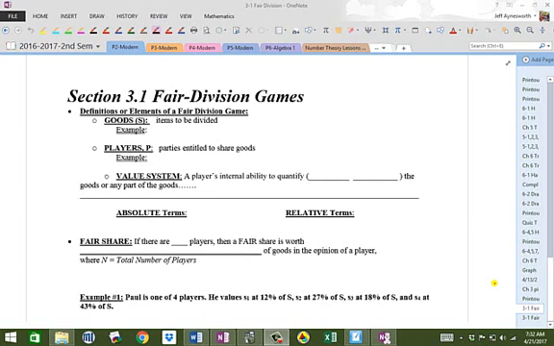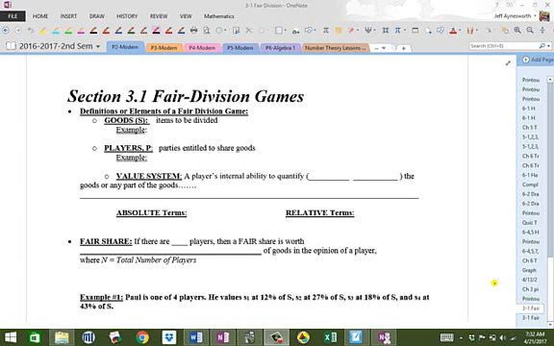Okay, what does it mean to divide things fairly? We're going to be talking about the different terminology that's used when discussing fair division games. And we're going to get into some examples as the intro of the chapter here.